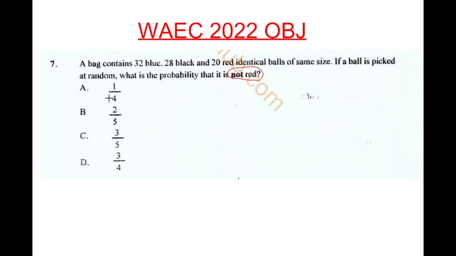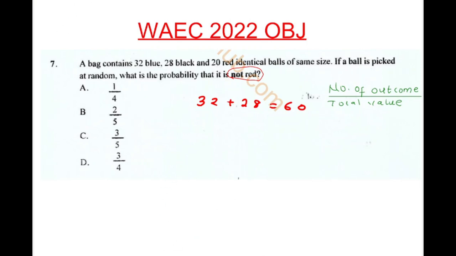So since we're looking for the probability that it is not red, the basic thing we will do here is find the ones that are not red, and not red is 32 and 28. So 32 plus 28 is 60. Then probability is usually number of required outcome all over total value. So the required outcome is not red, and not red is 60.